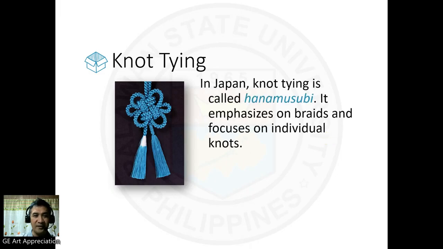So in Japan, the knot tying is called hanamusubi. It emphasizes on braids and focuses on individual knots.